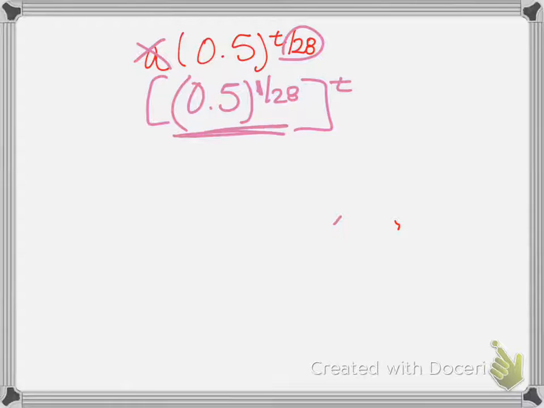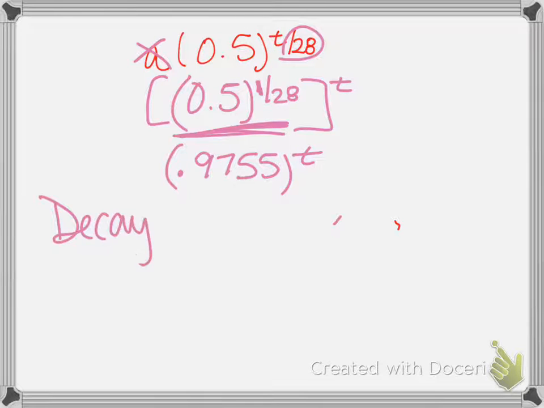Now I'm just going to type this part into my calculator, and it should give me 0.9755. And it gives me a little bit more, but I'm just going to round to 4 places and then bring back my exponent of t as the exponent. So now it's very easy to see that this is, in fact, decay. And if I wanted to find the rate, it would be 1 minus r equals 0.9755, and you can solve from there. So I just wanted to make sure you understood what to do for that problem.